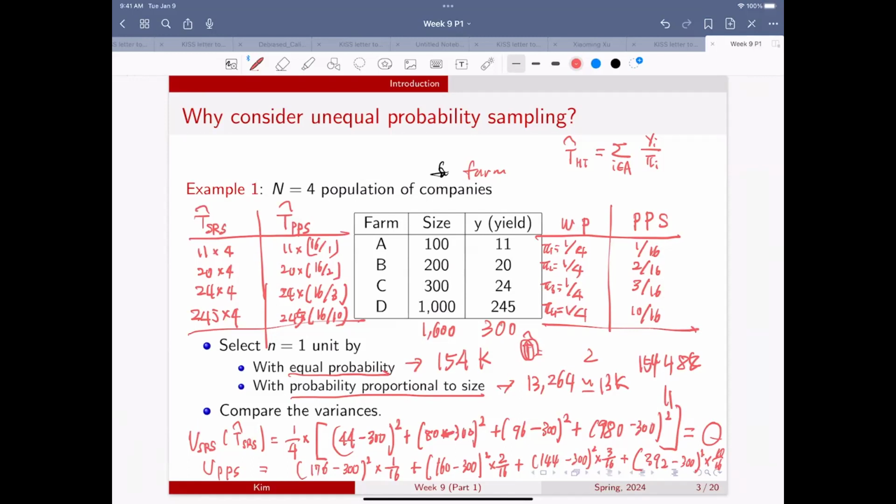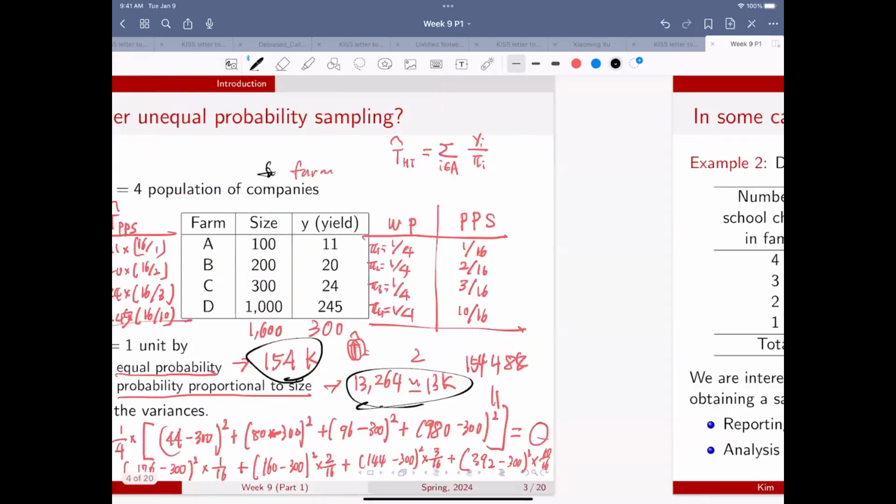So here's the result. The variance is much smaller, basically. It's not surprising, right? This is a typical example of why PPS sampling, or unequal probability sampling, is better than simple random sampling.